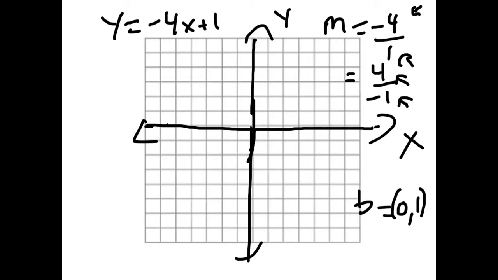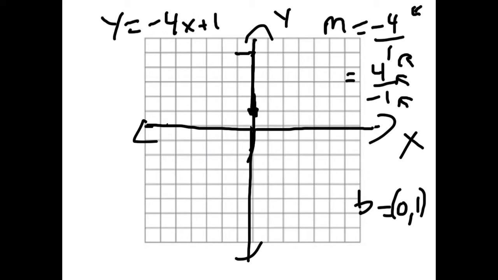So my starting point is 0, 1, because my y-intercept is 1. Now I'm going to show you both ways to do it. I can go up 4, 1, 2, 3, 4, and to the left 1. Because I went up, that's a positive move. Now I have to go left, which is a negative move. So I went up 4 and to the left 1.